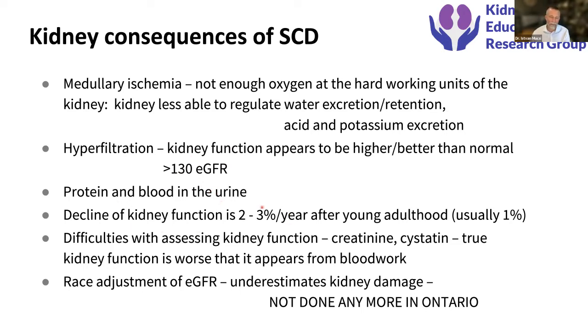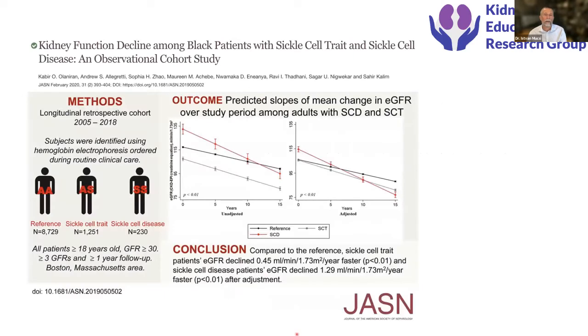Loss of kidney function, as opposed to the 1% that I mentioned for healthy individuals, could be 2 to 3% every year after young adulthood in patients with sickle cell disease. And as I mentioned, using the current measures, especially when this race-based adjustment was used, is frequently very inaccurate and overestimates the kidney function, which means that it underestimates the existing damage. Over the last few months, that race-based equation and any indication for it is being removed from the labs in Ontario. And this just shows you the decline of kidney function.